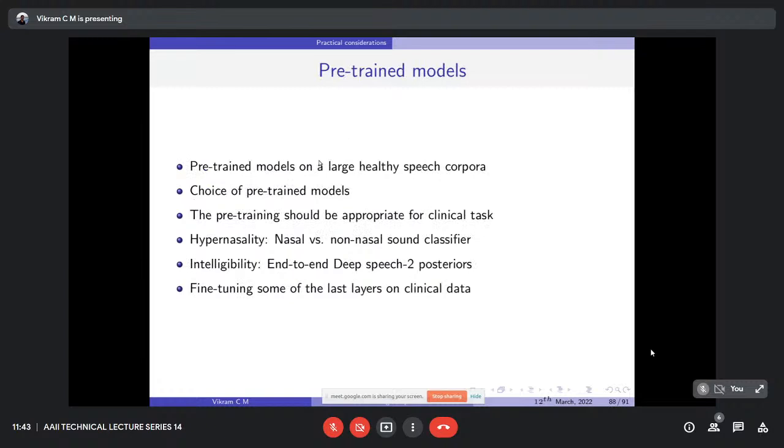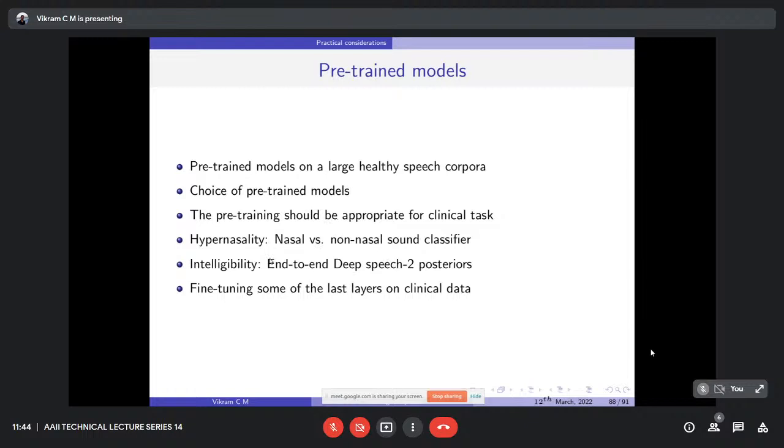One more thing is that we can use pre-trained models. In the case of pathological data, we use a pre-trained model trained on large healthy speech corpora. Then the choice of pre-trained model also depends on the particular task. So for hypernasality, as I showed, I used a trained classifier which is trained on nasal and non-nasal sound classification. For an intelligibility system, we can use deep learning posterior probabilities.